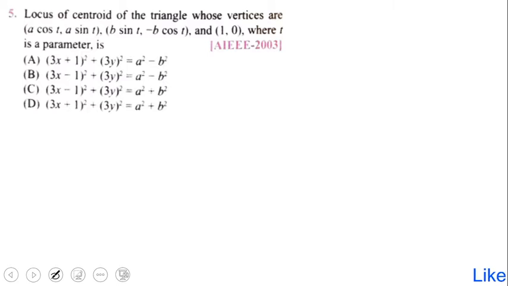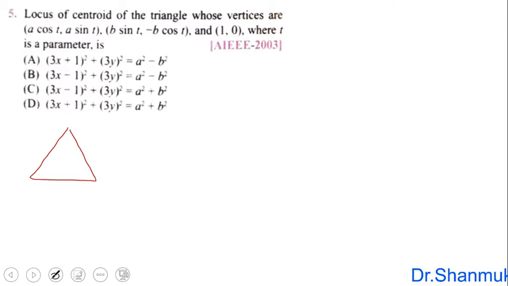Okay, we'll move to our next example. The question is, locus of centroid of the triangle whose vertices are given, where t is a parameter, is. So we have to construct a triangle here. So this is a triangle.